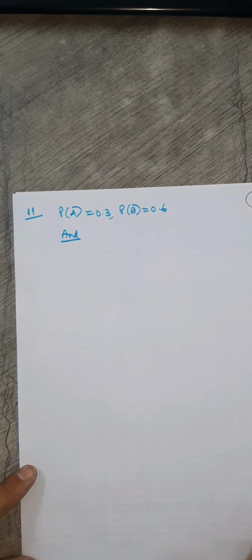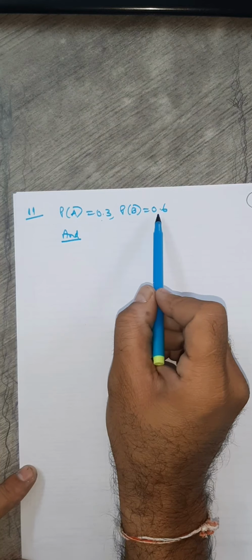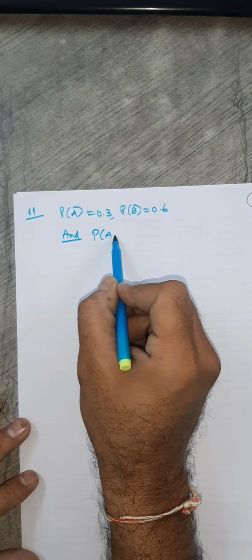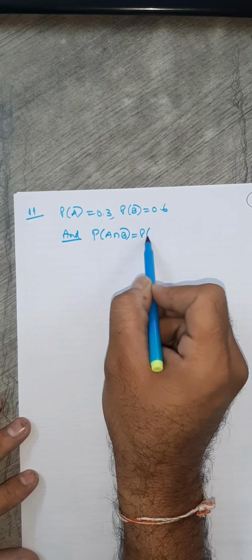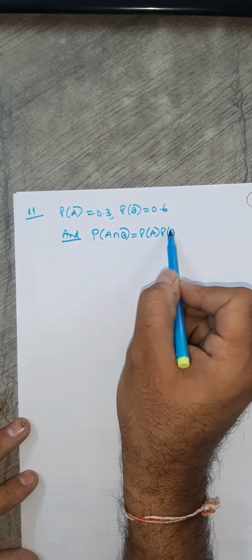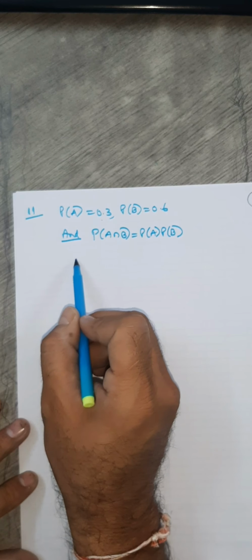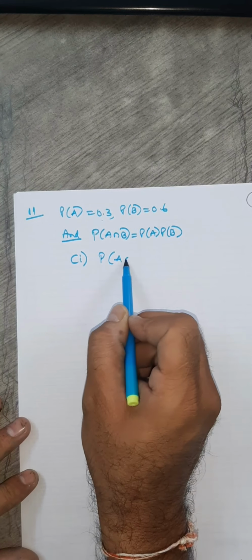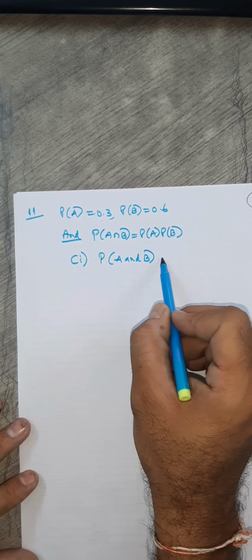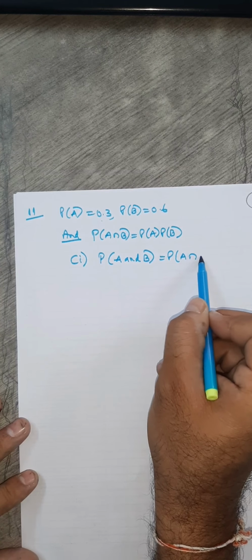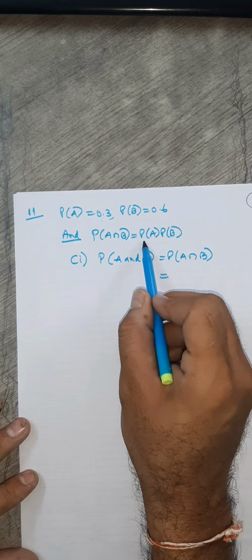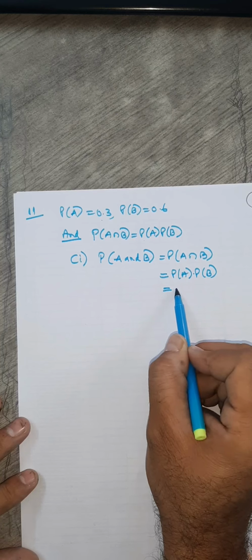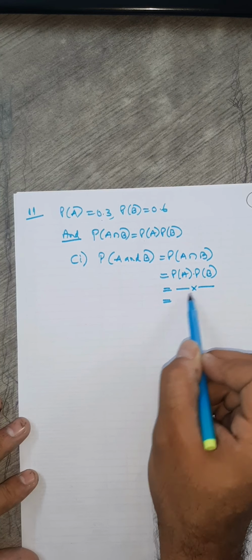In 11th question, P of A is 0.3, P of B is 0.6. Events are independent. So A intersection B becomes P of A into P of B. This is also given. You are asked for probability of A and B. And means you know intersection. So P of A intersection B. Events are independent. So P of A into P of B. Just place the value and simplify.